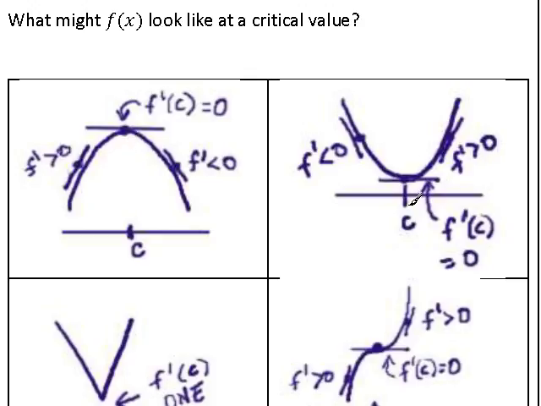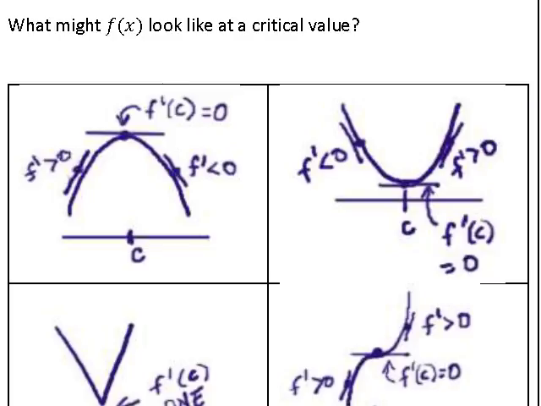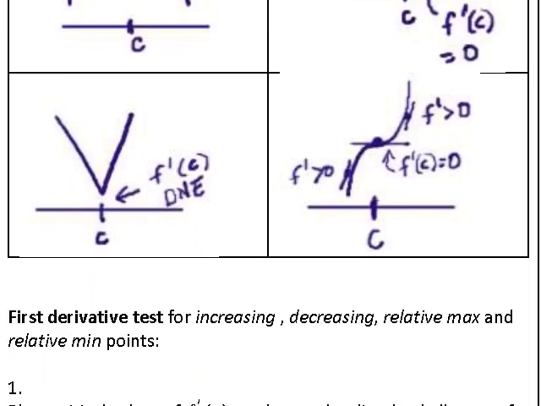And if the opposite is true, less than 0 on the left, bigger than 0 on the right, that is descending and then going up, then we have a min. Again, we're assuming f prime is equal to 0 here. Remember, critical value means f prime equals 0 or f prime does not exist, but the function f of x does exist. Here's another one. This function comes to a point, so we're assuming that f prime of c does not exist here, and we get this relative min.